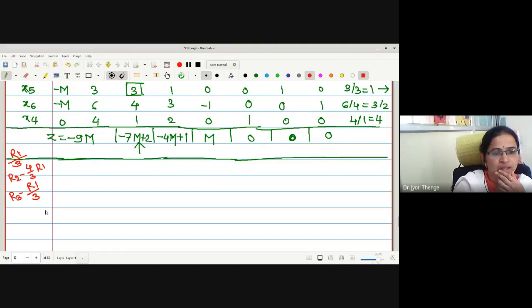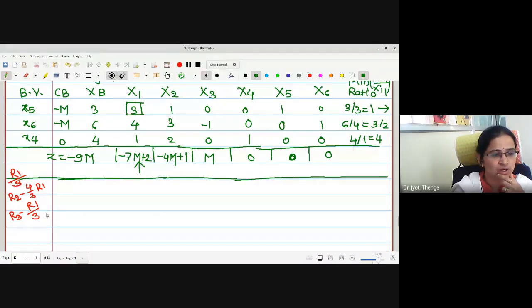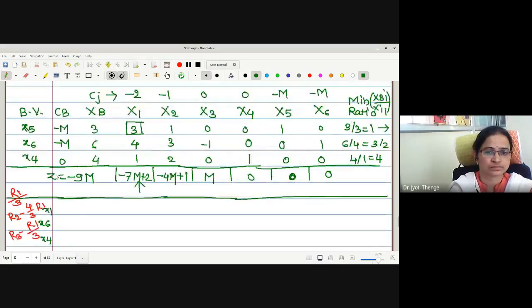Okay. Now what are the basic variables? The new basic variables, instead of xy, we have to write x1. I don't have space to write, so here only I will adjust. This is x1, x6 and x4. What is the cost for x1? Minus 2. For x6, minus m. For x4, this is 0.